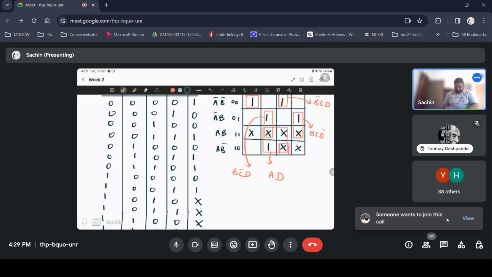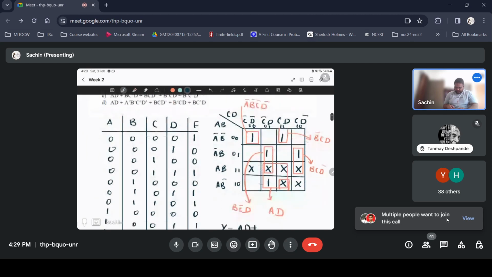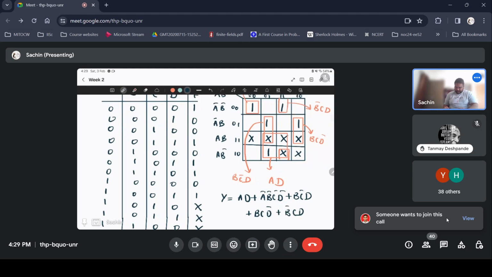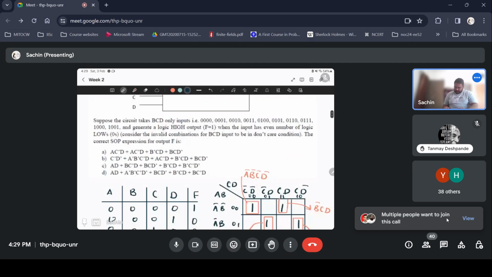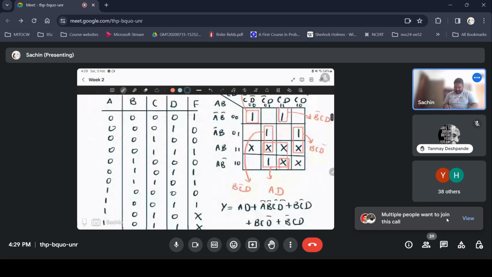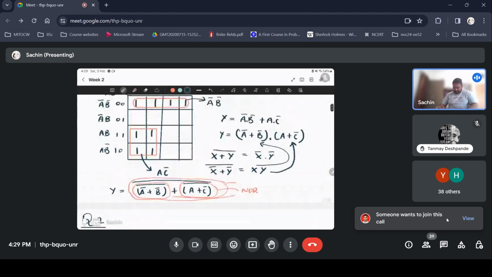The sum of products form is Y equals AD plus A bar, B bar, C bar, D bar plus B, C bar, D plus B, C, D bar plus B bar, C, D. Which is option D. I forgot to write the option for first question.